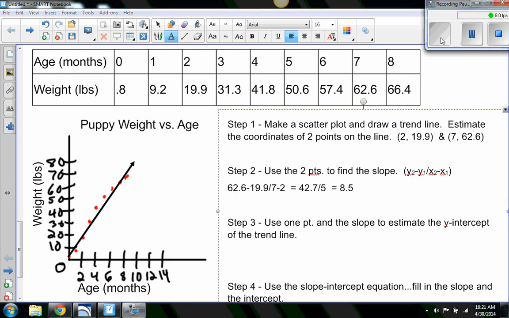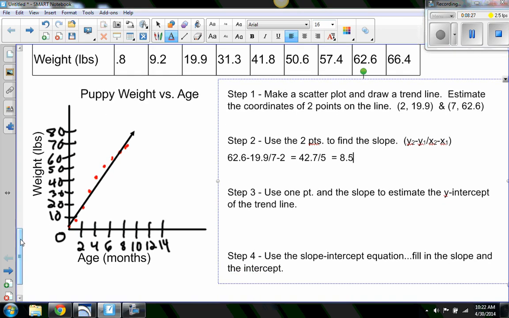So here I filled in. The formula that we used to find slope was y2 minus y1 over x2 minus x1. Remember the y's go on top. So what does that mean? You just use these 2 y's. So 62.7 minus 19.9, and you put that over 7 minus 2. So you get 42.7 over 5, and that comes out to be about 8.5. I rounded it, so it didn't come out very nice. So you find your slope, then go on to step 3.